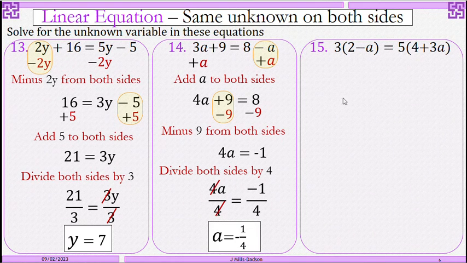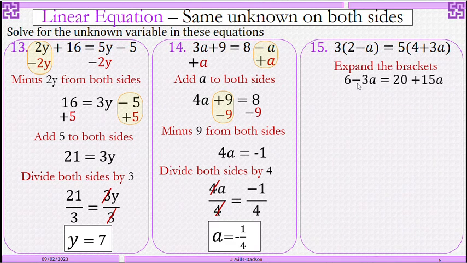Now the last one on both sides. Here we have brackets involved. And once we have brackets involved, first thing is to expand the bracket. So we're going to expand the bracket. So 3 times 2 is 6 minus 3 times a is 3a. Then we expand the bracket for 5: 5 times 4 is 20. 5 times positive 3a is positive 15a.